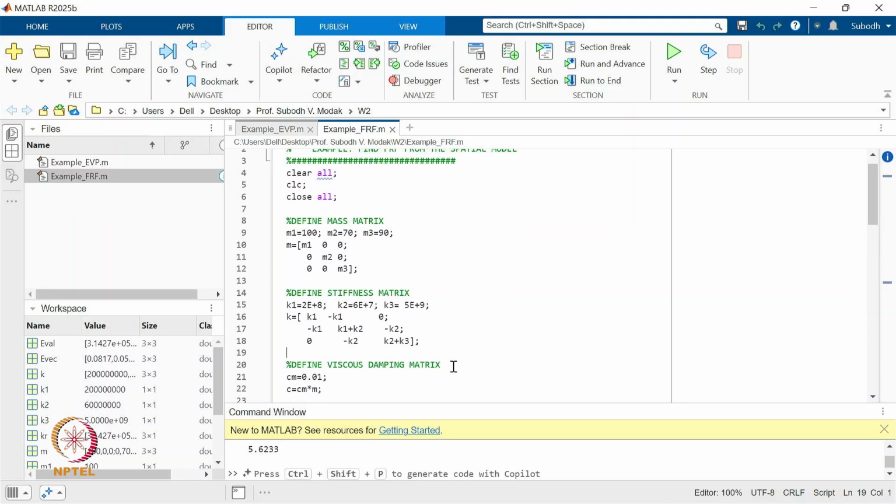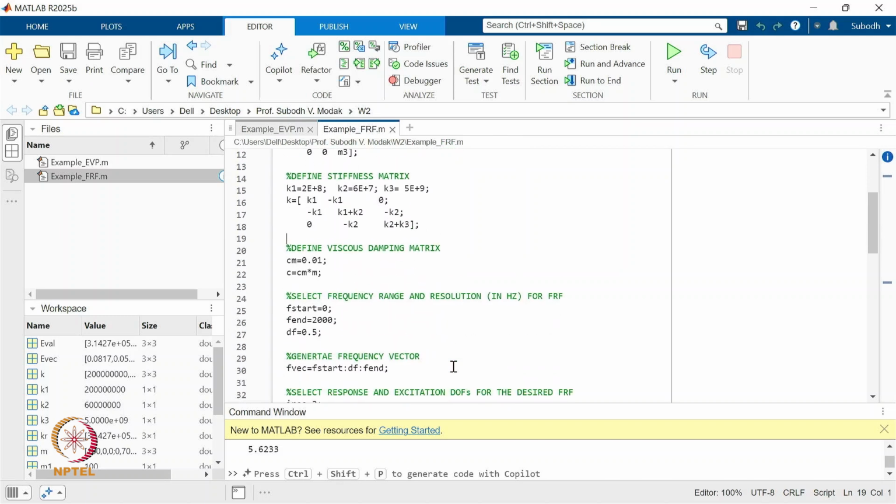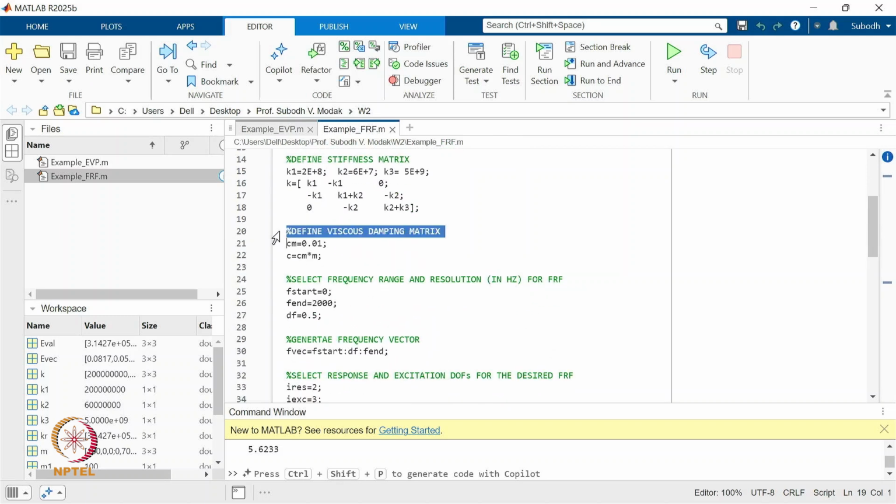Then after this, the damping is also given, so I am now defining the viscous damping matrix. Cm is the proportionality constant, which is given as 0.01, and then we find the damping matrix C equal to Cm times the mass matrix, because the damping matrix has been given as proportional to the mass matrix.